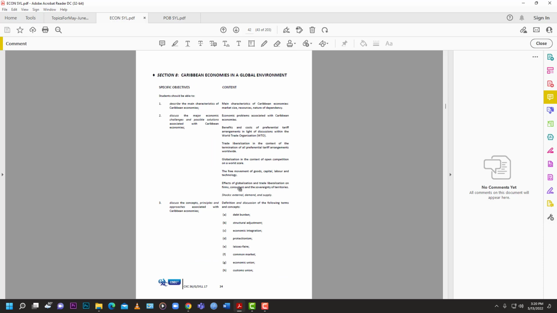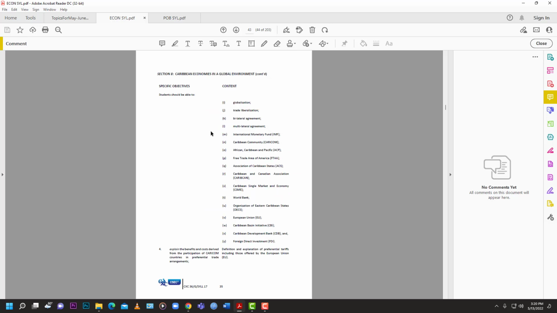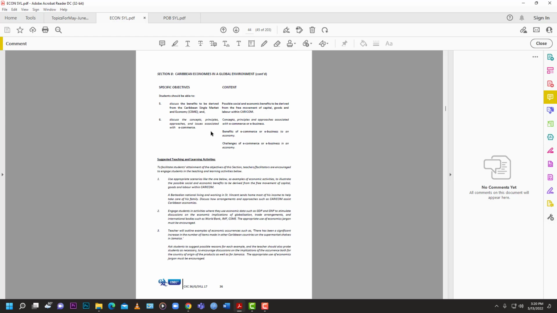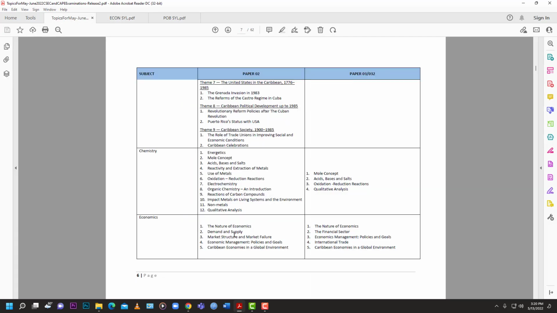And then we have Caribbean economies in a global environment. So you have to know about the different bodies that exist in the Caribbean: your CSME, your CARICOM, all those things you have to learn and understand. You have to see how they can affect certain things in the Caribbean. So you have to cover those things in the Caribbean economies and the global environment, as you can see here. Paper 3 also.